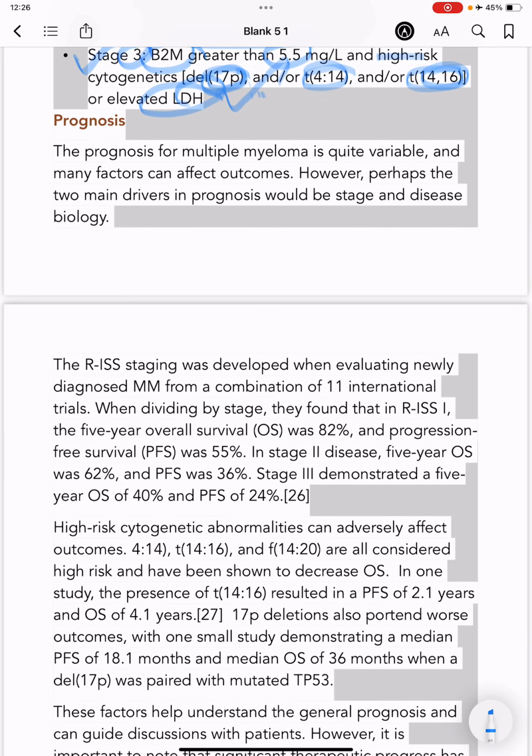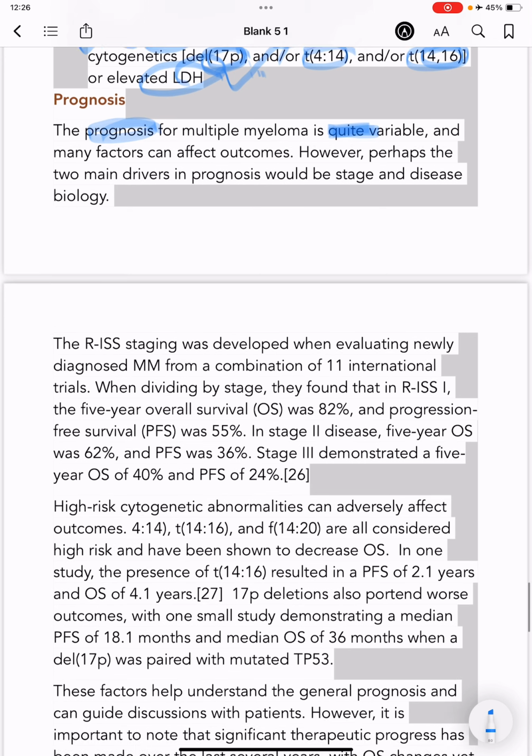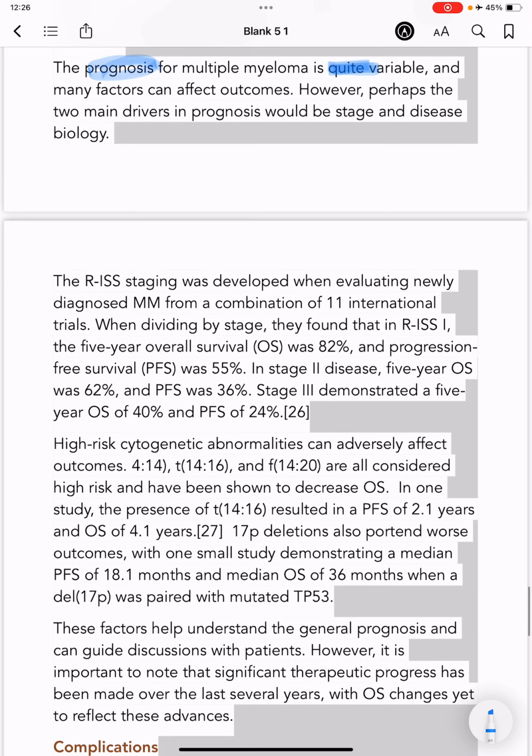And prognosis. What is the prognosis for multiple myeloma? This is quite variable and many factors affect the outcomes. The two main drivers in prognosis are the stage and the disease biology.